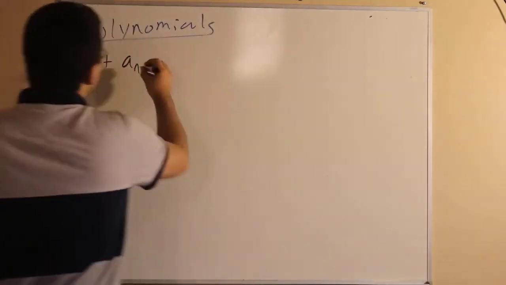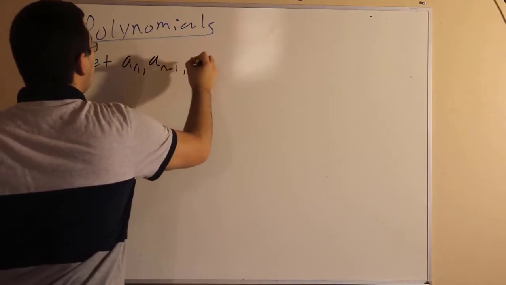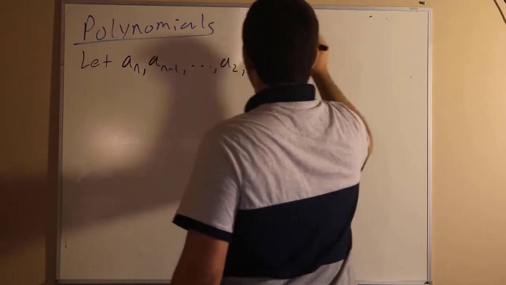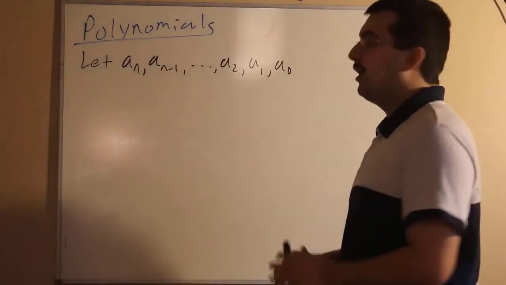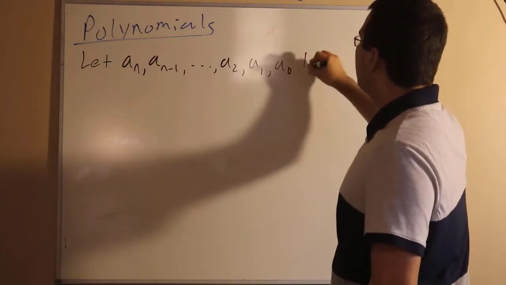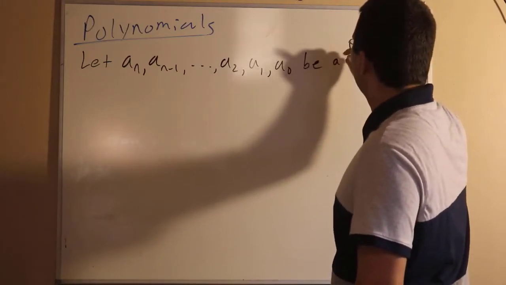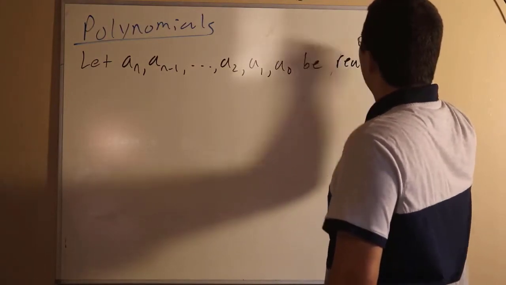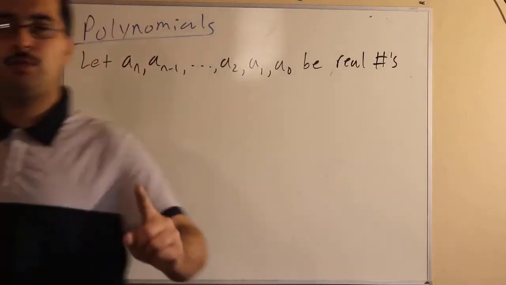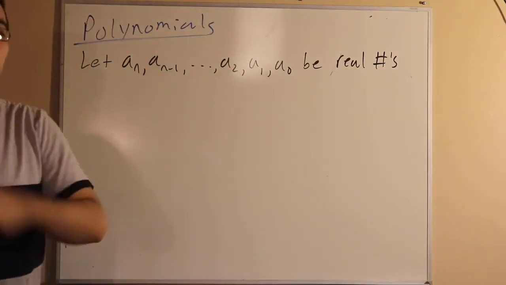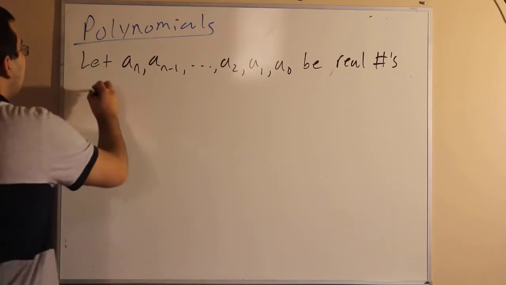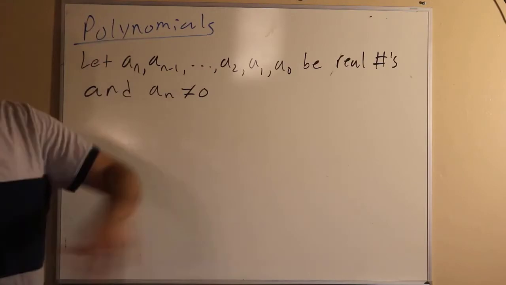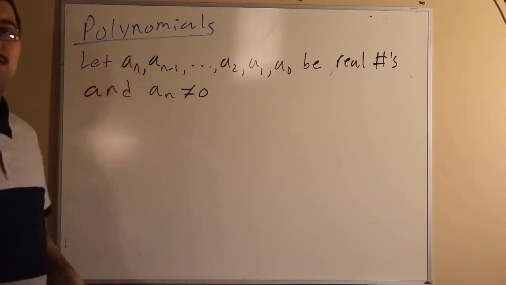So let A sub n, A sub n minus 1, dot dot dot, A sub 2, A sub 1, and A sub 0. So we have this whole list of A's, okay? And we're going to let them be real numbers. So all these A's are real numbers. But we're going to have a condition. The one condition is that these A's can be any real numbers they want to be, except A sub n can't be 0. So they can be any number as long as A sub n isn't 0.